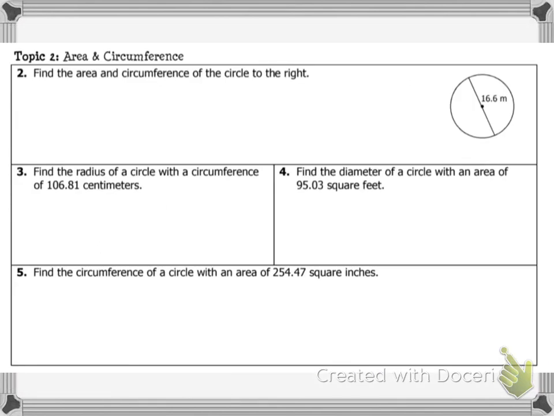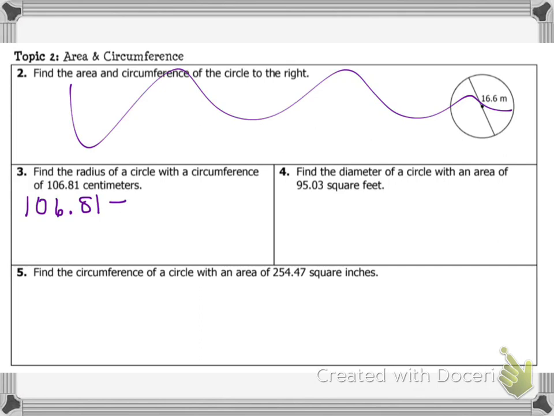Oh, we already did this one. So now we have to find the radius of a circle with a circumference of 106 and 81/100 centimeters. If I need a circumference, I just use pi d. So my circumference is equal to 106.81. So if I want my diameter, I'm going to divide by pi. 106.81 divided by pi.